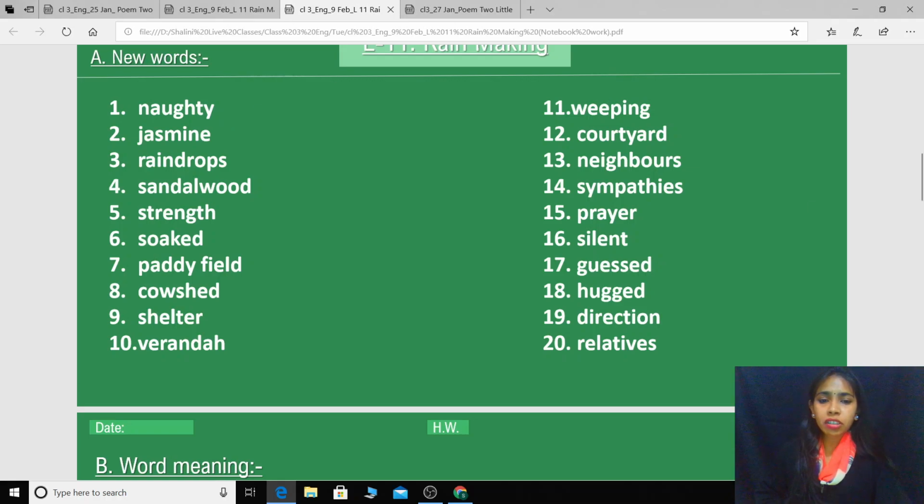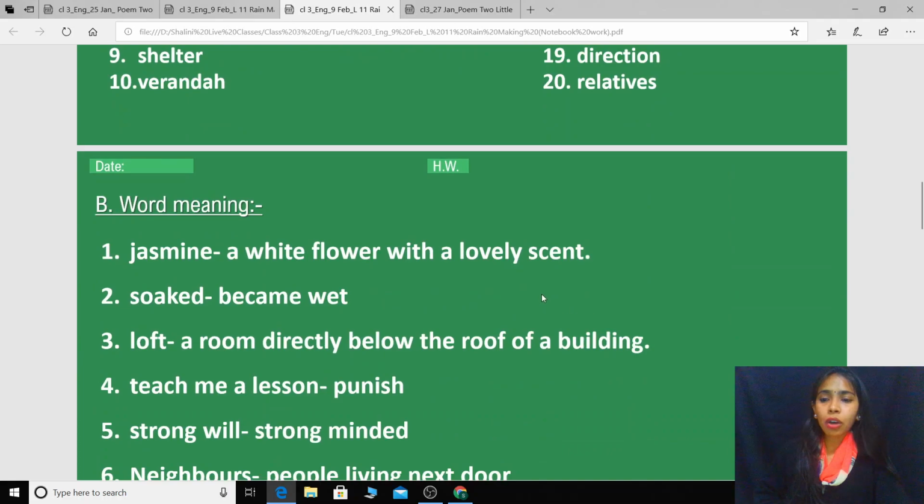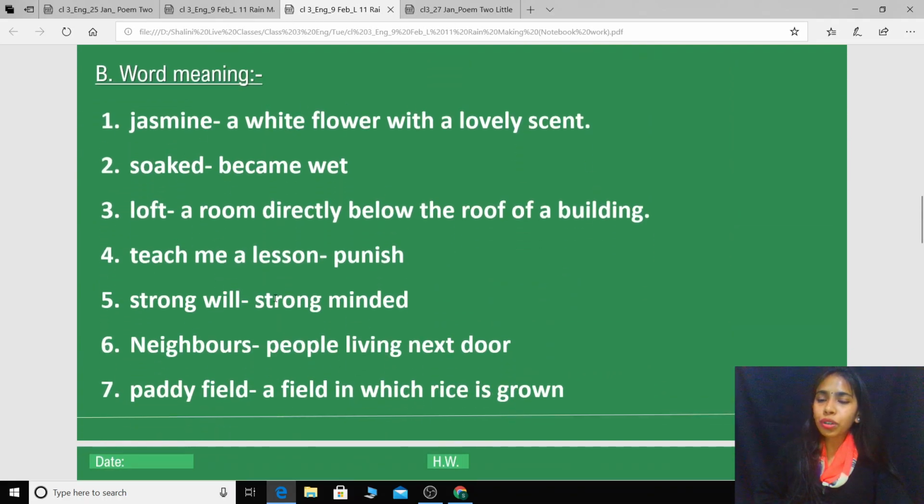So please learn these words like naughty, jasmine, raindrop, sandalwood, strength, soaked, paddy field, cowshed, shelter, veranda, weeping, courtyard, neighbors, sympathize, prayer, silent, guest, hugged, direction and relatives, right? Now next comes the turn for word meaning.